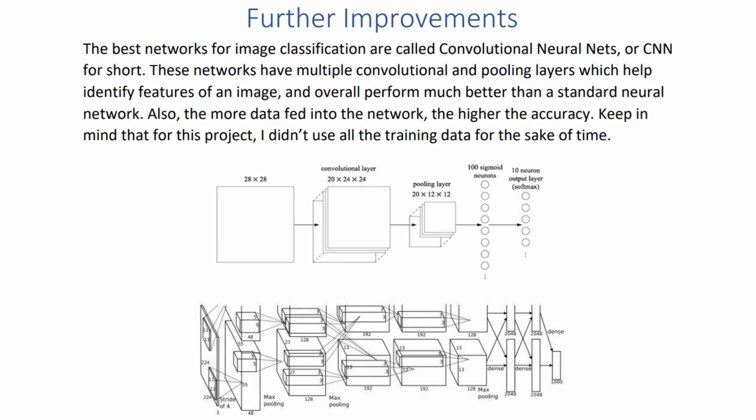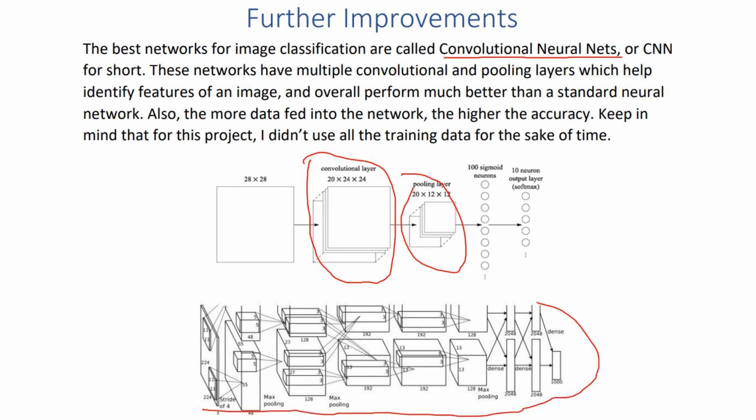Now, if you really want to make a network that is good at image classification, you should be using a convolutional neural net. What I made was not a convolutional neural net, but these have convolutional layers and pooling layers and repeats of such, and then they've got some sigmoid neurons. They have all sorts of stuff going on, and this is feature detection type of stuff. It's much more complicated, and I didn't really have time to go into it, but just keep in mind, if you really want to make a good image classification neural net, you should use a convolutional neural net.